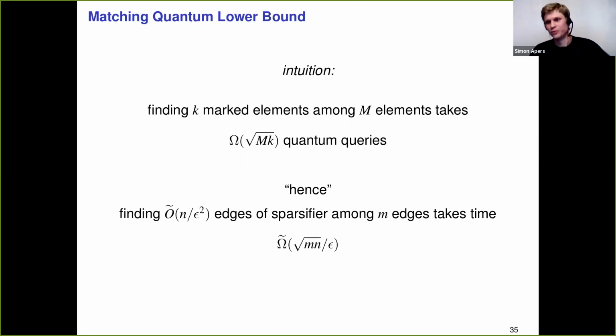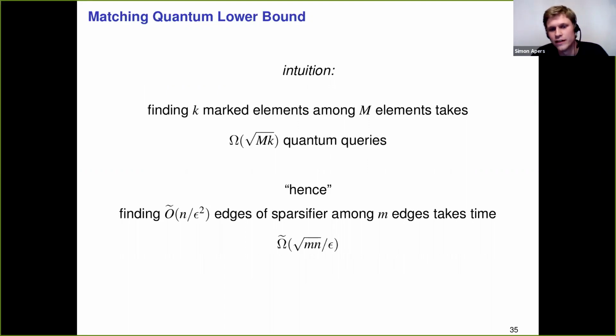Hence, I'm going to put this between quotes. Finding the n over epsilon squared edges of a sparsifier among the m edges of an input graph should take time square root mn over epsilon, right? But of course, I'm putting the hence between quotes because it turns out to be not quite as easy to prove. Mainly, we need a couple of results, but it was a fun thing.